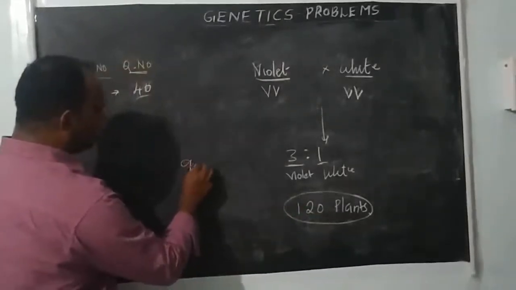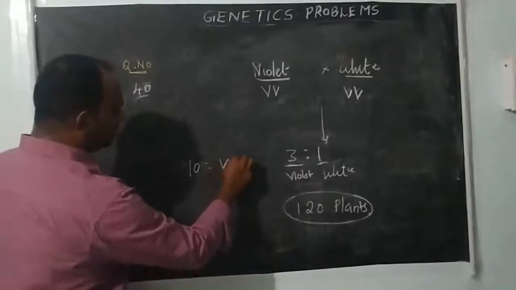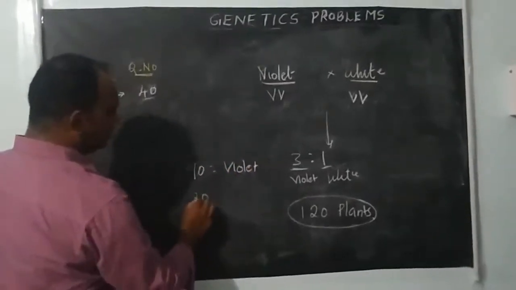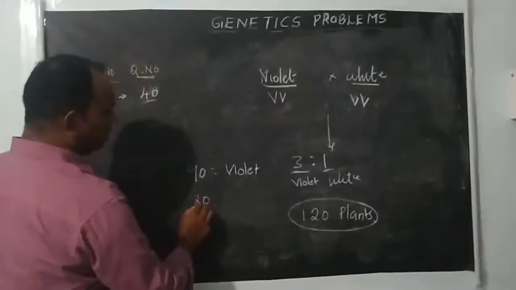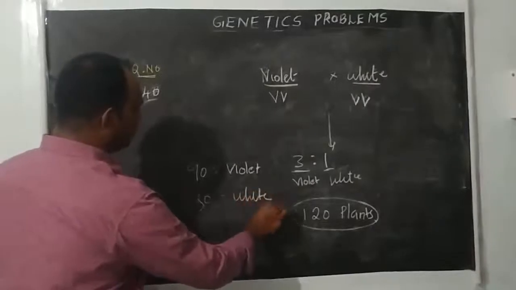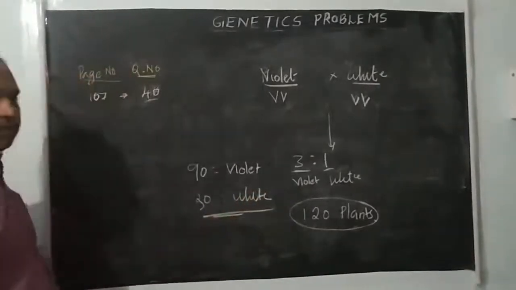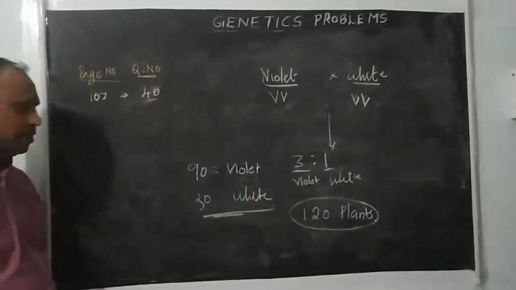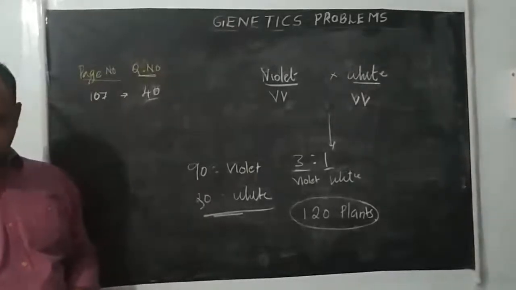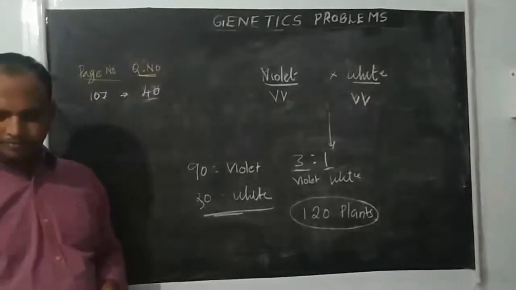Totally 90 plants are violet and 30 plants are white. So it's a 3:1 ratio. This is the answer: totally 90 violet and 30 white plants they will get, right?